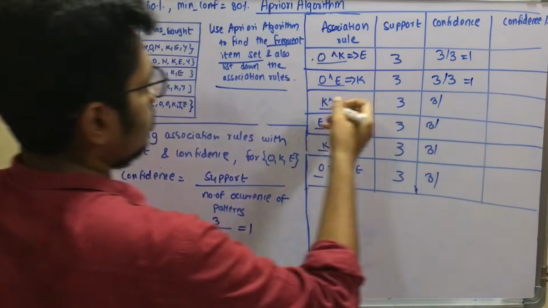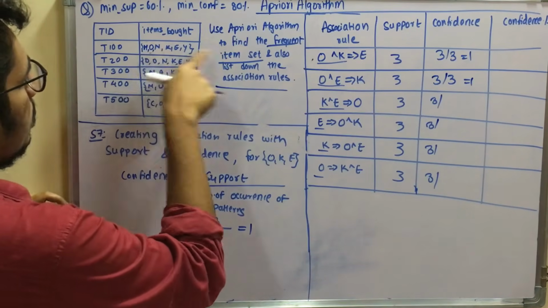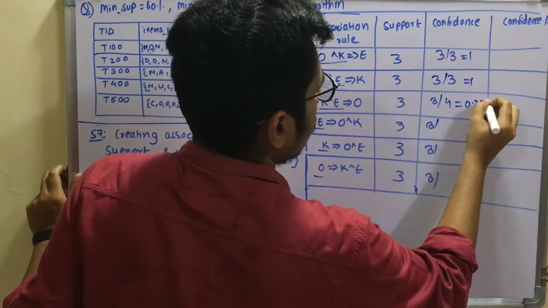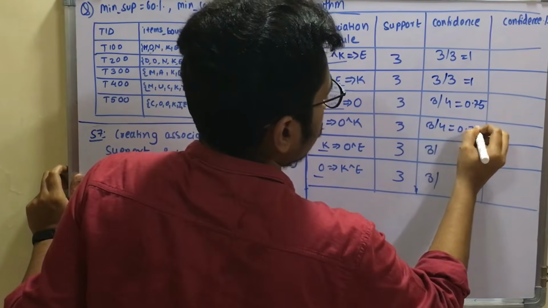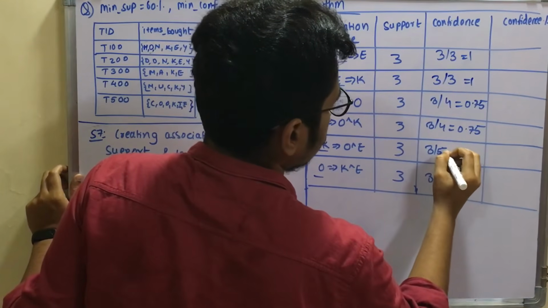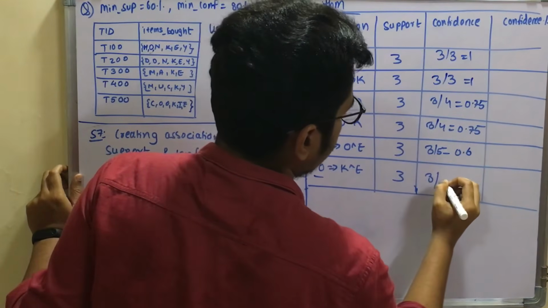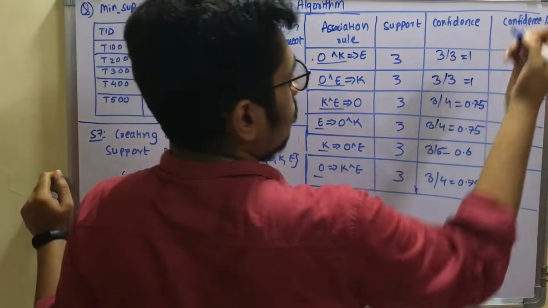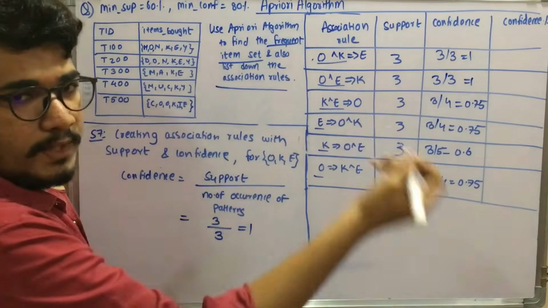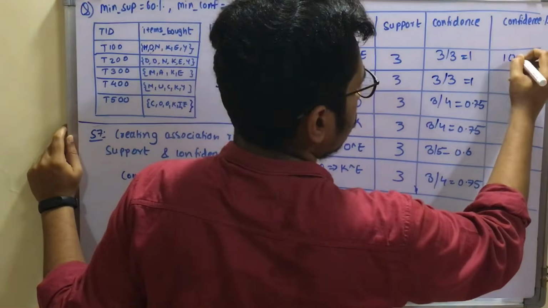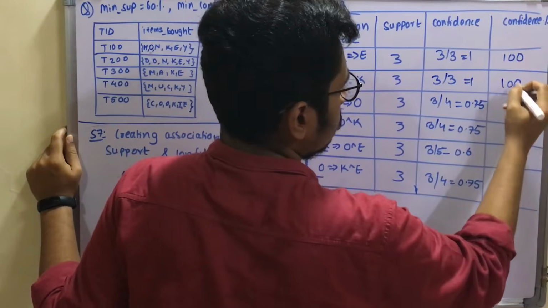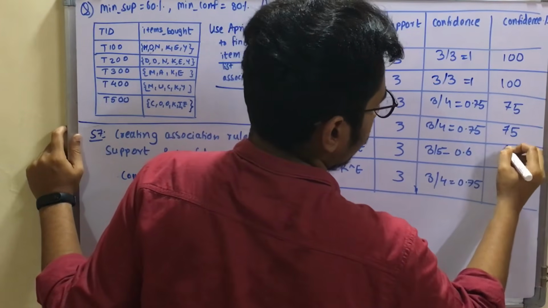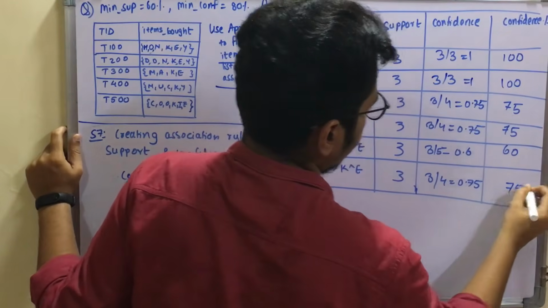And so we just have to change. So K and E, K once, 2, 3 and 4. So it will be 4. So in this I have 0.75, and here 3 by 5 is there, that is 0.6, and this is 3 by 4, that is 0.75. And you have to convert it into confidence. That's very easy. You just have to multiply these values with 100. So 1 into 100 is 100. 0.75 into 100 is 75 percentage. This is 75, this is 60 percentage, and this is 75.